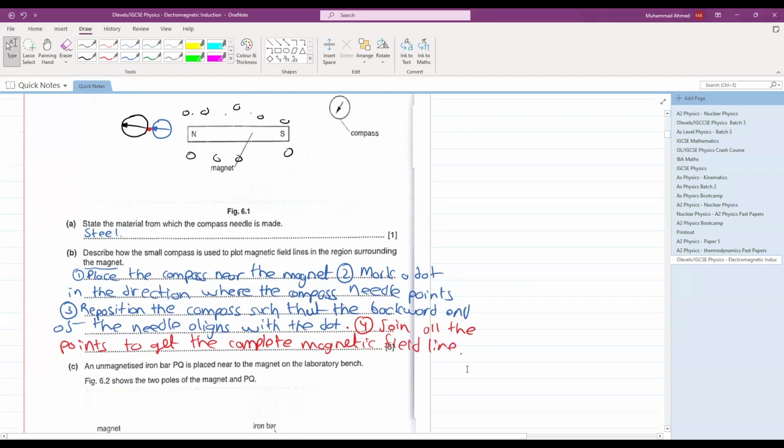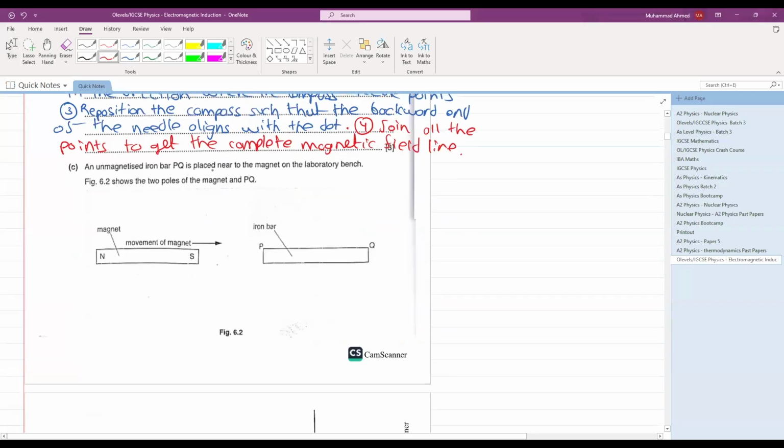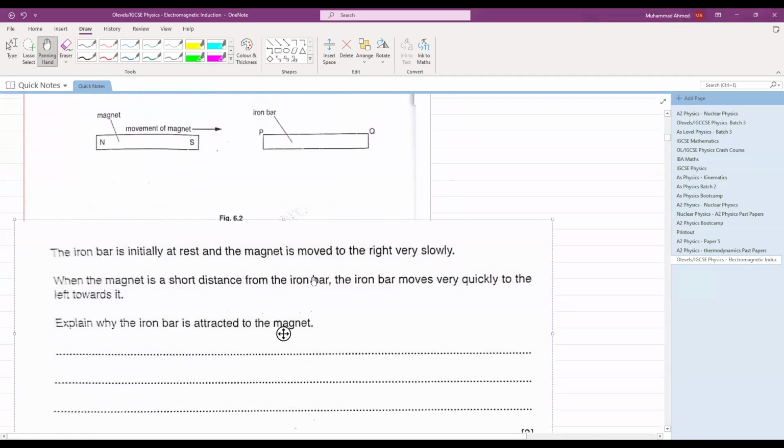Let's move on to the next part. An unmagnetized iron bar PQ is placed near to the magnet on the laboratory bench. Figure 6.2 shows the two poles of the magnet and PQ. So this is the permanent magnet, this is the iron bar. The iron bar is initially at rest and the magnet is moved towards the right very slowly. When the magnet is a short distance from the iron bar, it moves very quickly towards the left. Explain why the iron bar is attracted towards the magnet. Okay, so what will you say here?